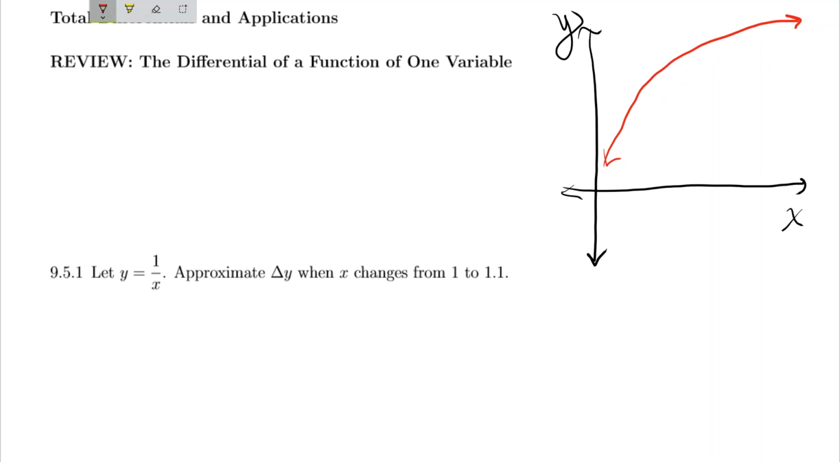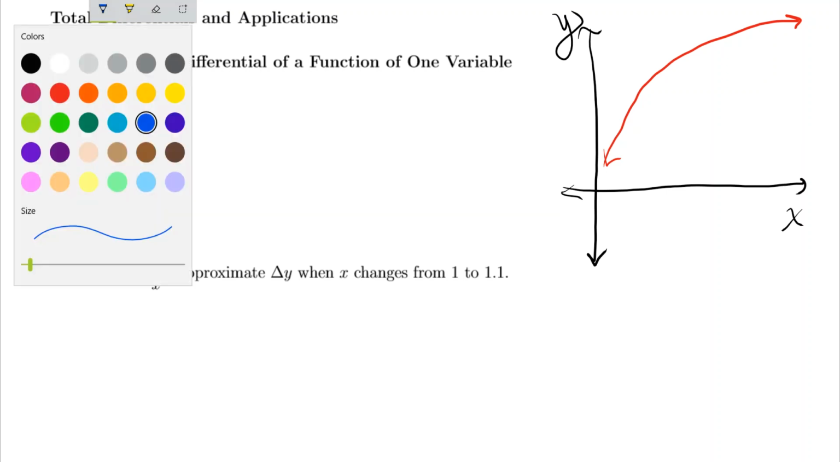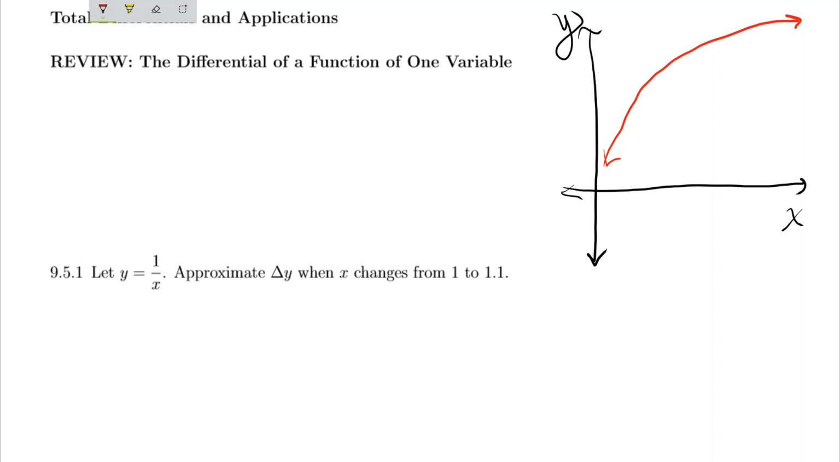There we go. Cool. So the idea is you want to try to measure change near a certain value. So say I'm interested in this x value right here. So you go up and you go to its y value, and it happens to be right here. So there's my y.